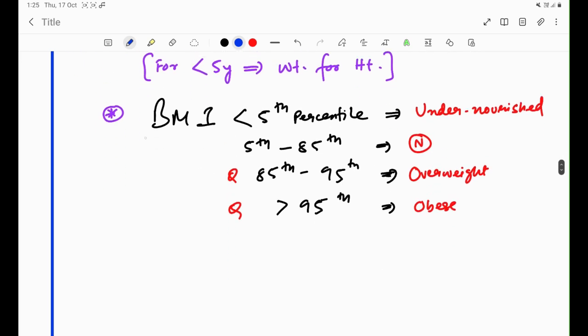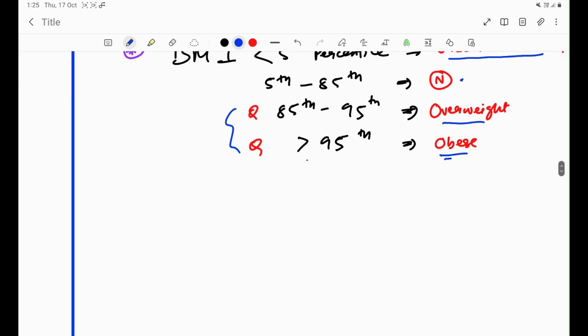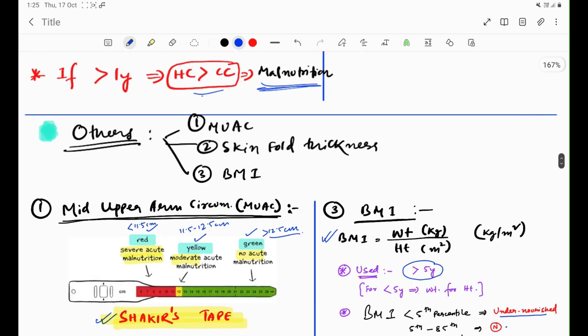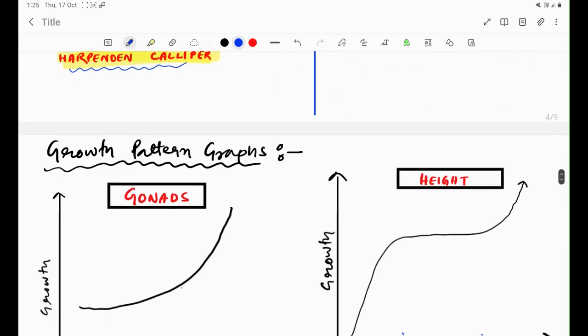Now this also asks the ranges of BMI. Less than 5th percentile, it is undernourished. 5th to 85th is the normal. 85th to 95th is overweight, and more than 95th is obese. These two questions have been asked. So 85th to 95th is overweight, and more than 95th is called obese. So that was all about your anthropometric parameters.